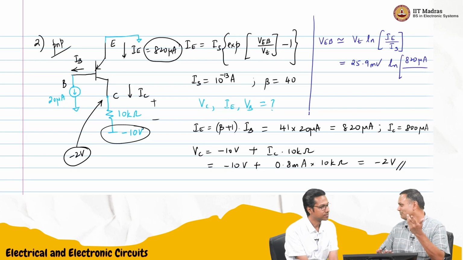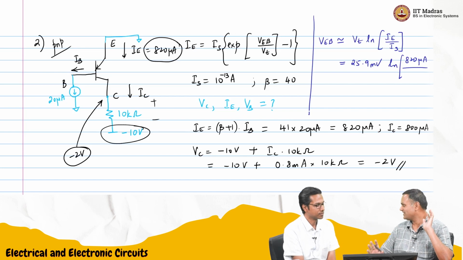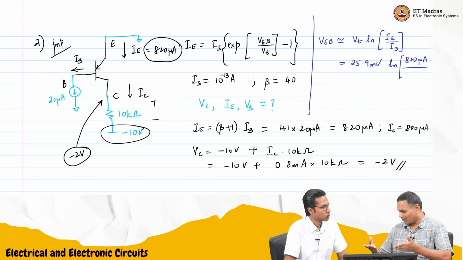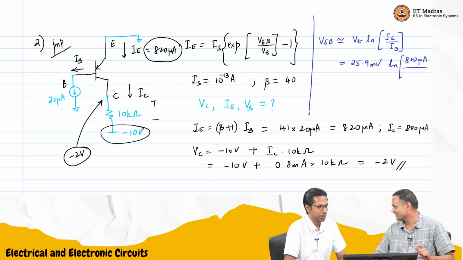KT by Q: Boltzmann's constant, absolute temperature, electronic charge. They are all fairly fundamental. You assume it's room temperature. So if I remember it as 26 millivolt, it's okay. 26 millivolts is easy to remember. In fact, for most engineering applications, 26 millivolt is good enough. If you are doing some precision application, you will probably need 3 decimal places anyway.